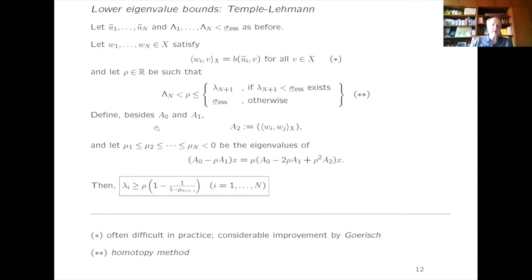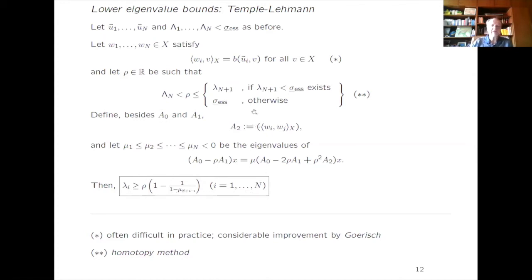And now, suppose we have these w's, then we can define a third matrix besides A0 and A1 by this expression, the inner product of wi, wj in the X norm. And now the rest is easy, or it's numerical linear algebra again. So then consider this matrix eigenvalue problem. And under the assumptions made, we can easily show that this matrix on the right-hand side is positive definite, and this matrix on the left-hand side is negative definite. And so that has negative eigenvalues, mu1 to mun. Let's order them like this. And here then are the lower bounds for the eigenvalues as desired.